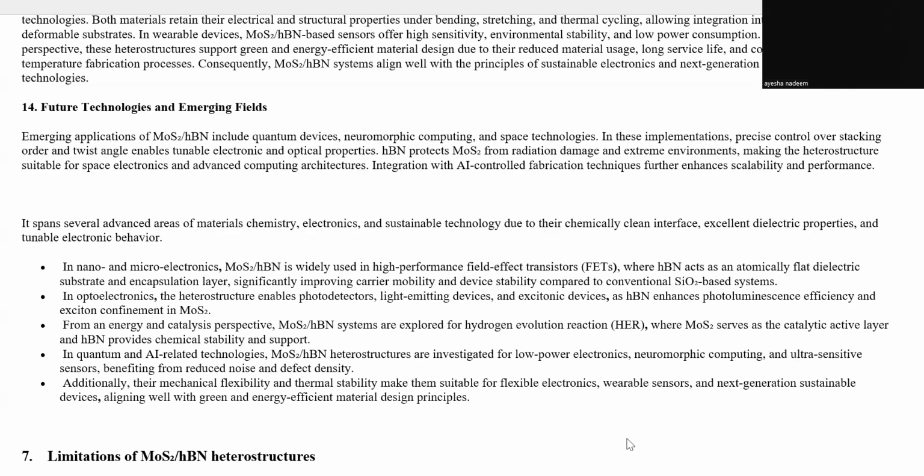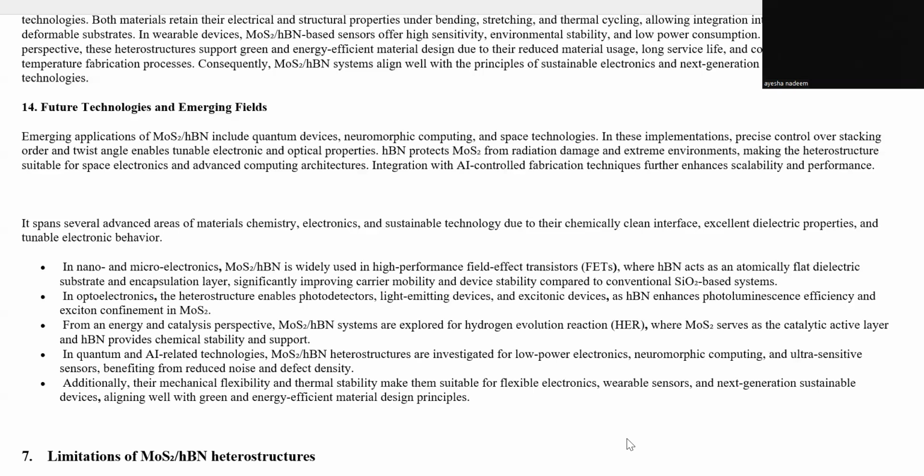molybdenum disulfide. From an energy and catalysis perspective, molybdenum disulfide and hexagonal boron nitride systems are explored for hydrogen evolution reaction, as we have discussed earlier, where molybdenum disulfide serves as a catalytic active layer and hBN provides chemical stability and support. In quantum and AI related technologies, molybdenum disulfide and hexagonal boron nitride heterostructures are investigated for low power electronics, neuromorphic computing, and ultra sensitive sensors, benefiting from reduced noise and defect density.